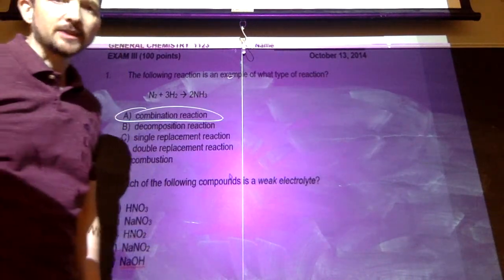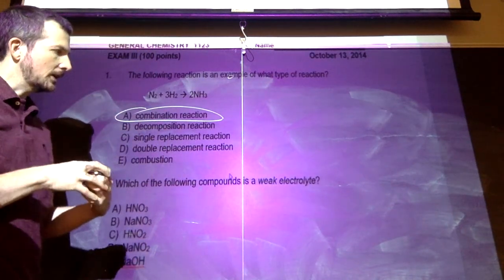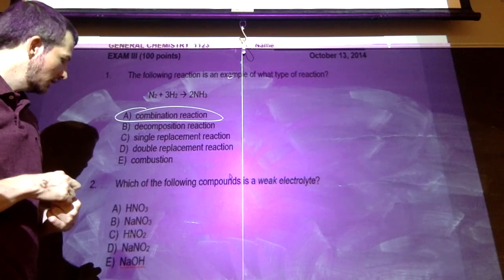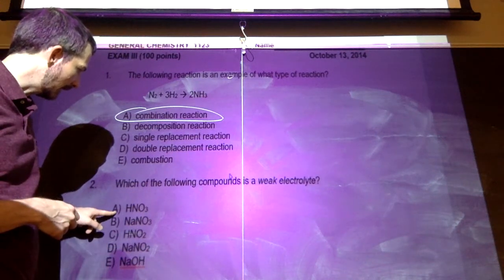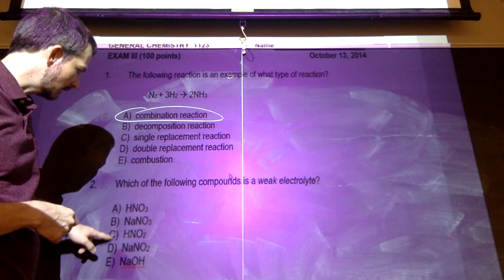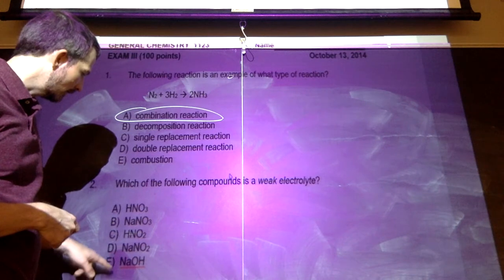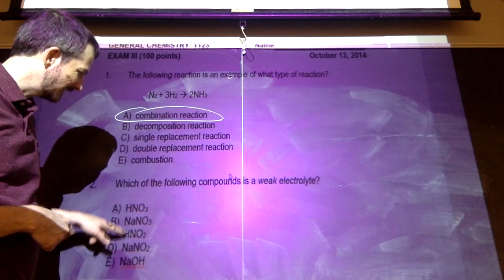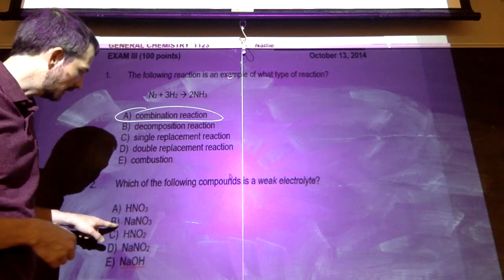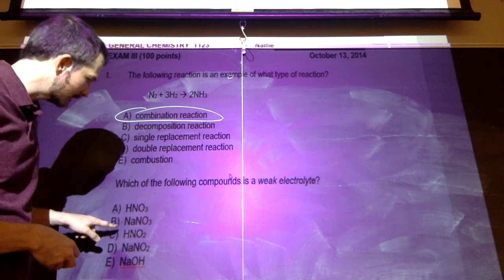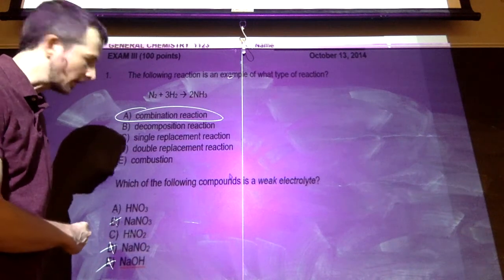Next one, which of the following compounds is a weak electrolyte? And so for the weak electrolyte, that means it dissociates in water but doesn't dissociate completely. So if I look at it, I have HNO3, NaNO3, HNO2, NaNO2, and sodium hydroxide. And so I know anything that's ionic is going to be a strong electrolyte. It's going to separate out into its ions. And so all those with sodium in them are going to be strong electrolytes.